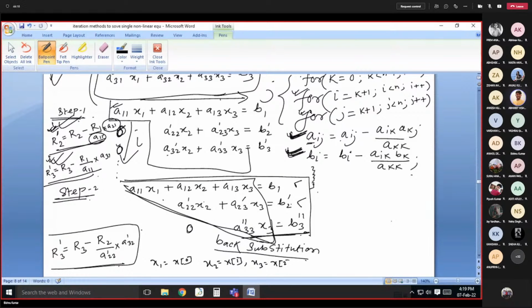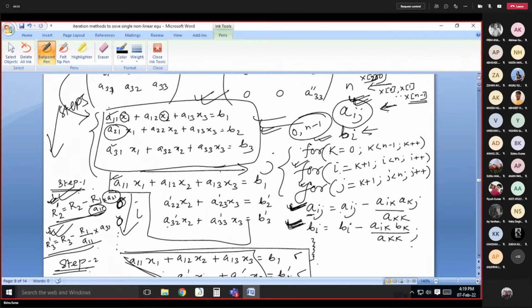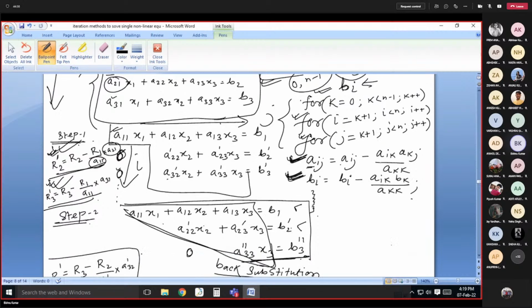So it means we have to take 3 different arrays for this: for the coefficient elements aij, the right hand side element bi, and for the variables xi. Whatever n input you have taken, xn minus 1 is the last variable.